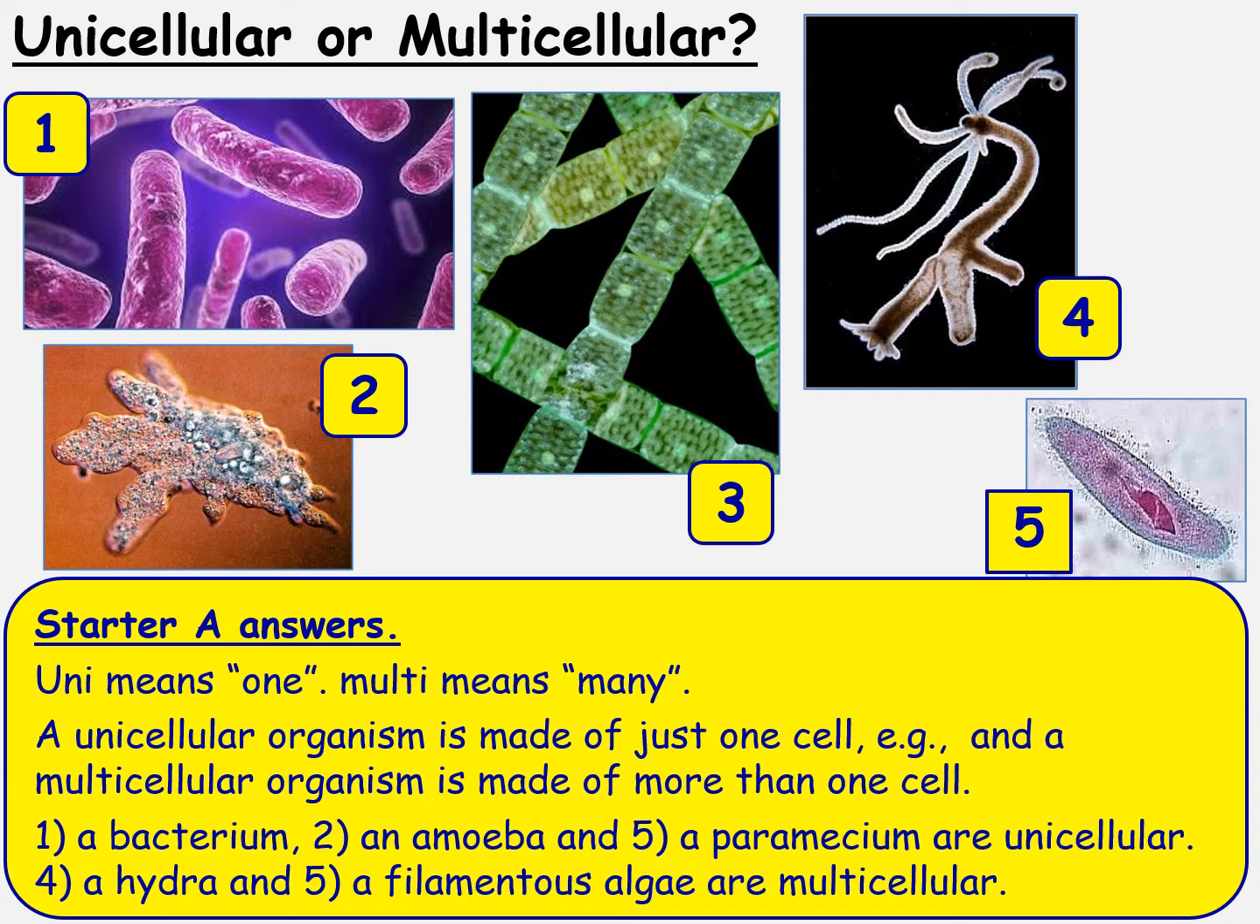And if you can see at the bottom, numbers 1, 2, and 5, so the bacterium over here, the amoeba down here, and the paramecium over here are the 3 types of unicellular organisms. They're all made of just one cell, and the hydra over here and the algae in the middle are examples of multicellular organisms. The key thing to take from this starter, though, is that just by looking at the organism, it's often quite difficult to tell whether or not it's unicellular or multicellular. And so we're going to look at some other ways of doing that as the lesson goes on.